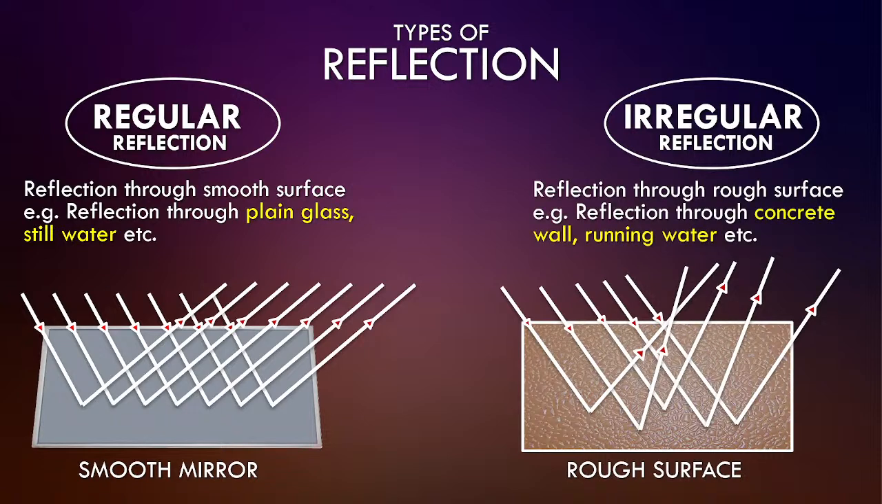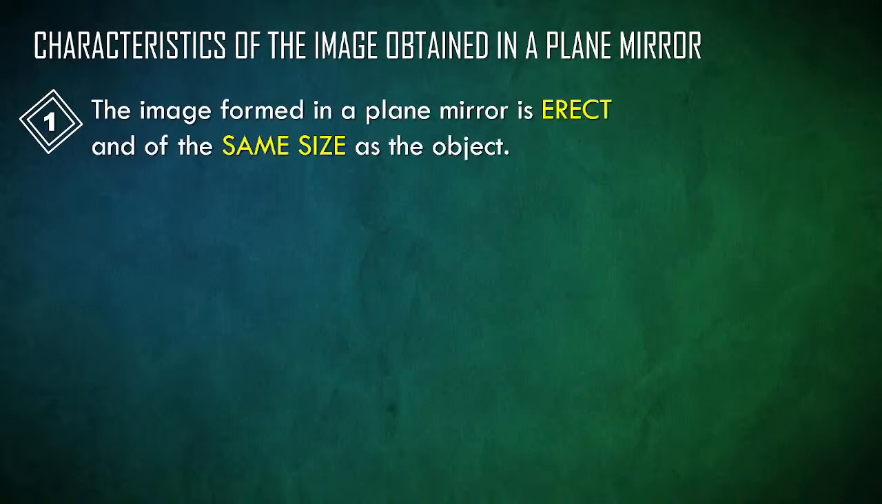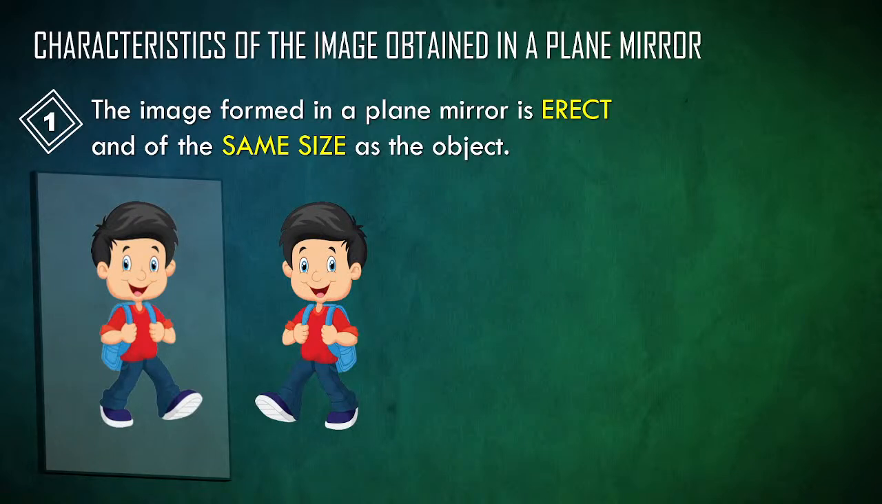Okay, so now next, characteristics of the image obtained in a plane mirror. Now look at this. The image formed in the plane mirror is erect and is of the same size as the object. So every day when you stand in front of the mirror, you can see a person standing inside the mirror of your same height and same size. Yes or no? So that is what they are trying to say. Same size and it is erect. Correct?